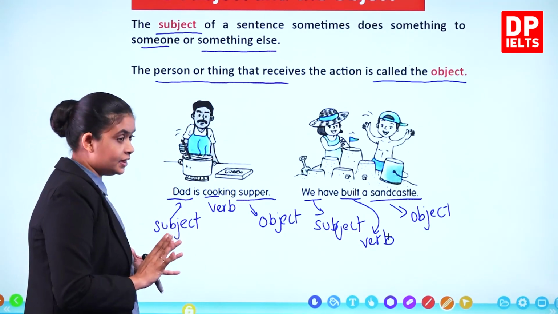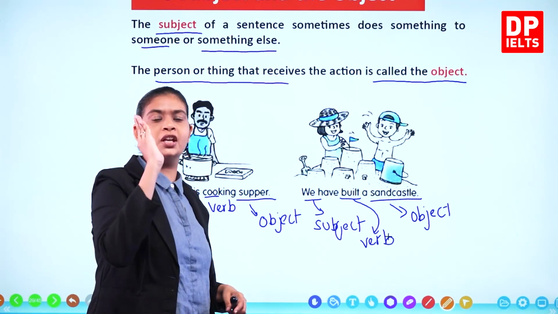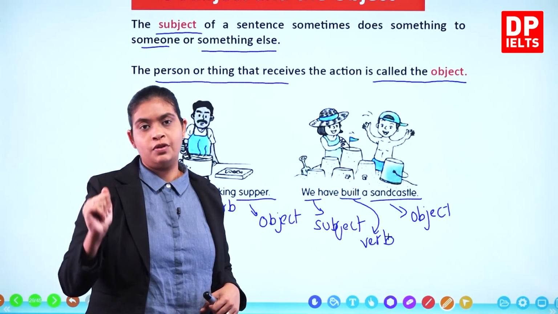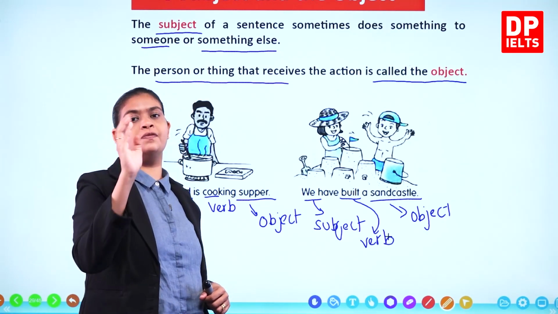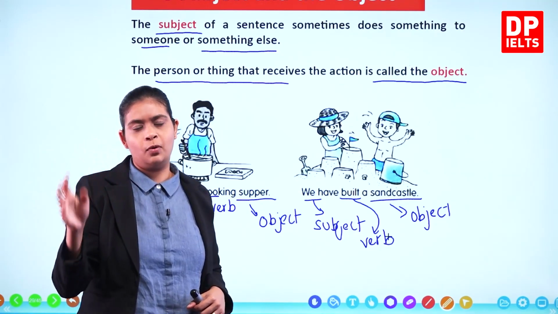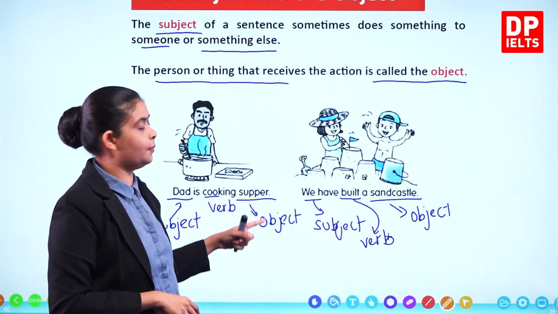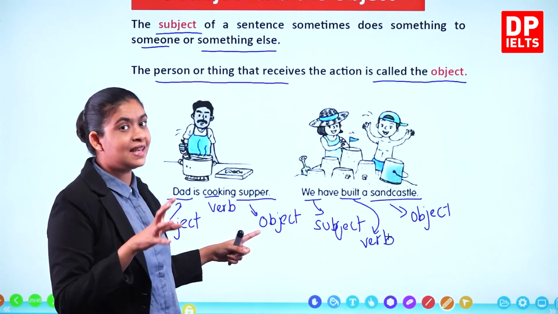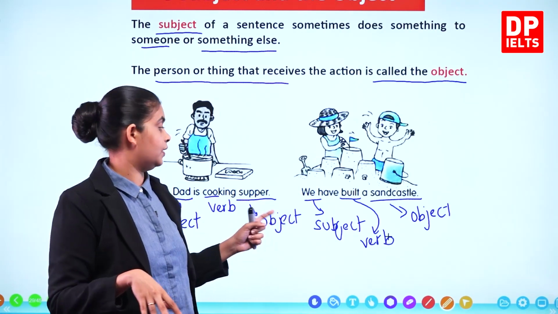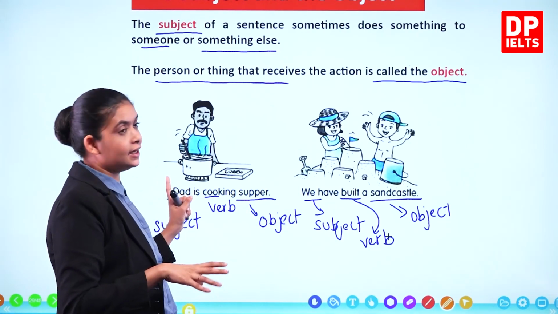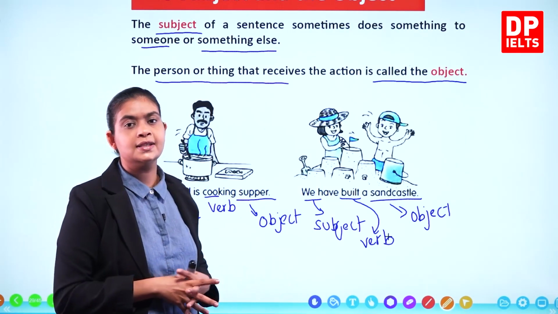Remember, always the sentence structure is subject, verb, object. Subject, verb, object. Okay? You don't say, is cooking dad supper. Okay? For a sentence, it is the subject, verb, object. Okay? If it is a question tag, it can change. Is dad cooking supper? So, could change, right?